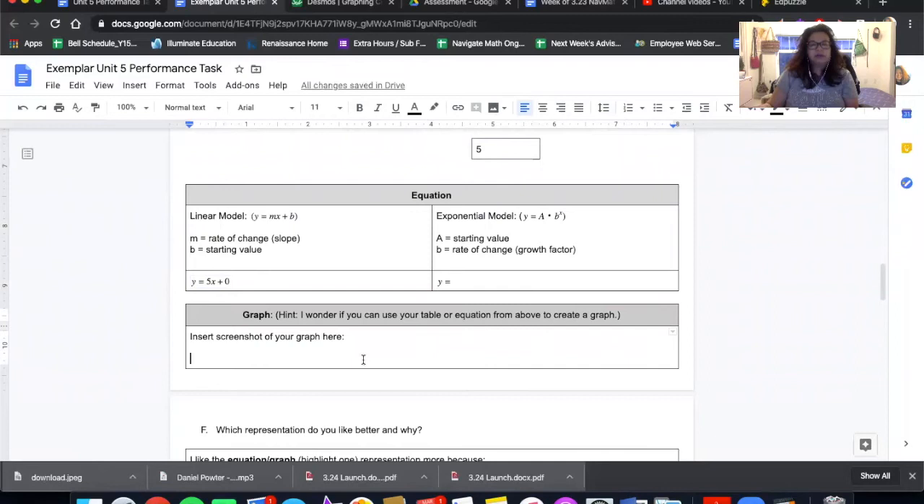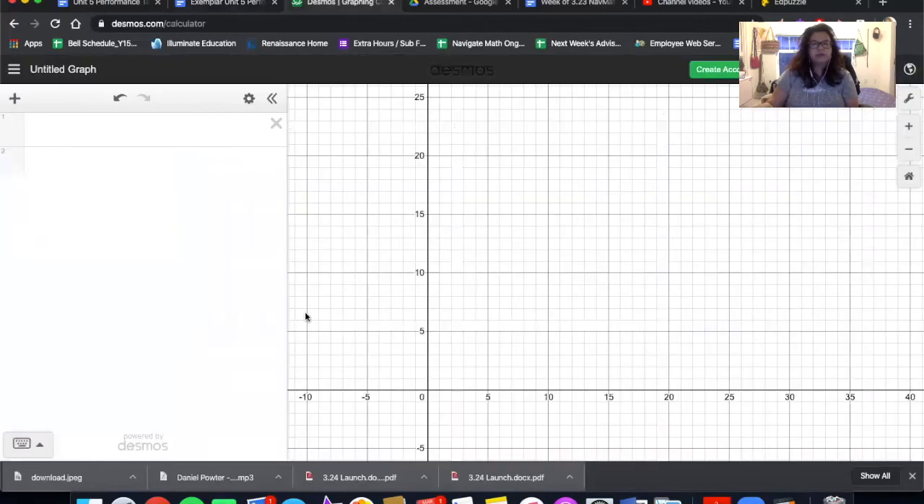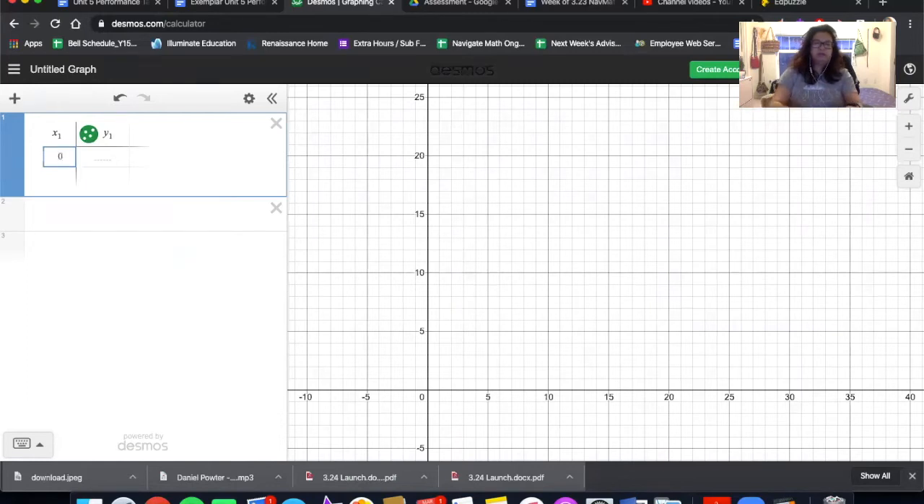Then you can start typing in your equation and this will be correct. Next, I want to create a graph. So let's see. I'm in Desmos and I wonder if I can use my table to create a graph. Well, if I click this plus sign and I click table, I now have a way to use the table to create my graph. So I remember that it was 0 and 0.